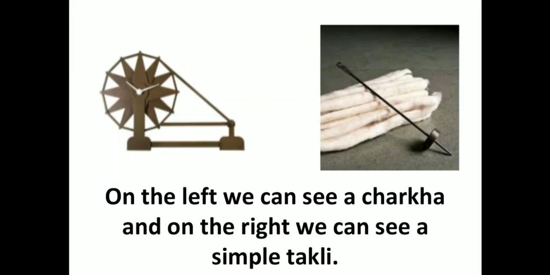Now you can see on the left a charkha, and on the right a simple takli. These are the devices used for spinning. The charkha reminds you of the independence struggle, where it was used by Mahatma Gandhi. This is where he launched Satyagraha, and he used the charkha. He used to promote Swadeshi goods. So he taught Indian people to make their own clothes with the help of the charkha. So you can relate it to history as well.